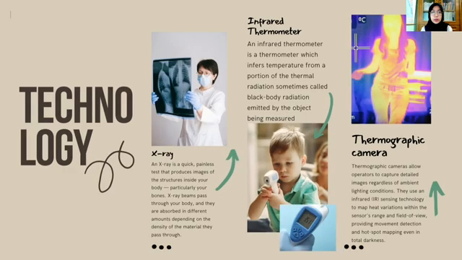Okay, now we are continuing to the technology part. The first one is X-ray. These short waves have enough energy to pass through soft body tissues, such as skin and muscle, but not bone. That's why an X-ray photo shows bones as shadows. High doses of X-rays can be very harmful.